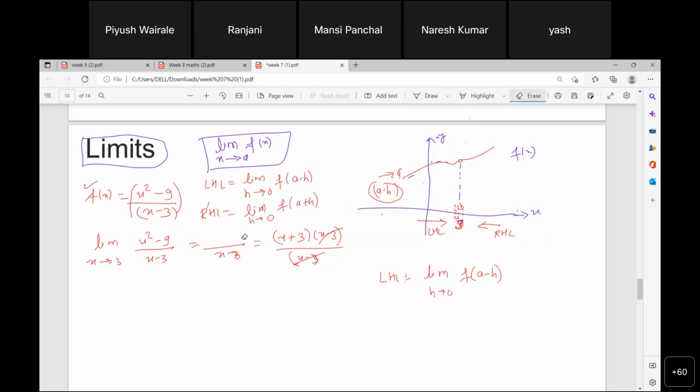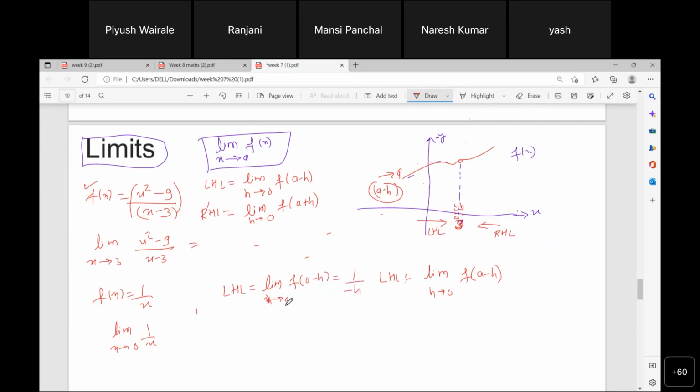So let us take one example here. Suppose f of x is 1 by x. Now limit x tends to 0 of 1 by x, is it defined or not at the particular point 0? No. I have to check the left hand side limit, right? So that is limit h tends to 0, f of 0 minus h. So that will be 1 upon minus h, right? So if I put h equals 0, I will get minus infinity.